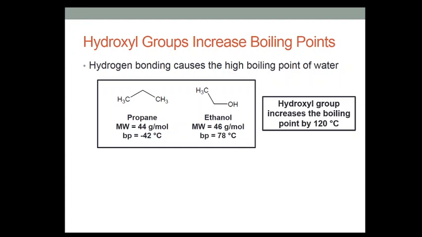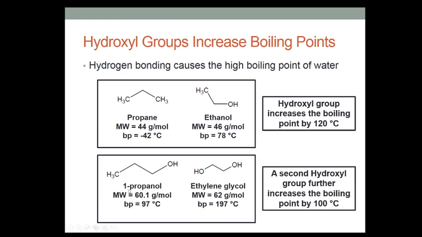So we can already see here that hydrogen bonding is going to increase the boiling point of a solution relative to a comparable solution lacking hydrogen bonding. Water is known to have a very high boiling point, and it is because of hydrogen bonding. If you don't believe me, let me push this idea a little bit further.